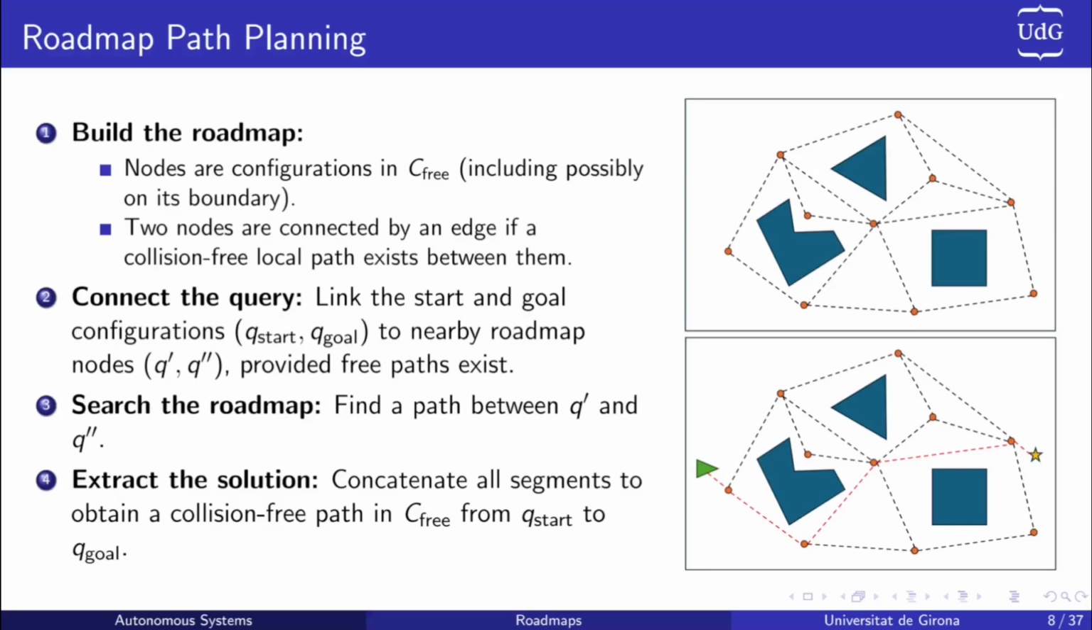Whenever we have this roadmap built, then we can start doing queries. Doing queries means setting up a goal position and a starting position. Every time we do a query, we first need to discover this Q' and Q'', that is, select the two nodes in the graph that are closer, or at least connected, with the starting position and the goal position, and search the roadmap that connects this Q' with this Q''. And that's all. When we have done that, we already have the solution.